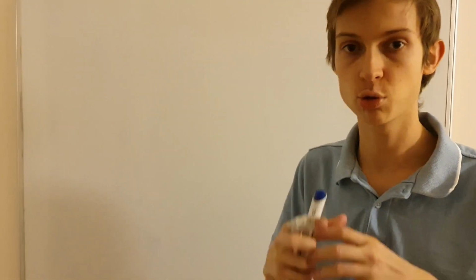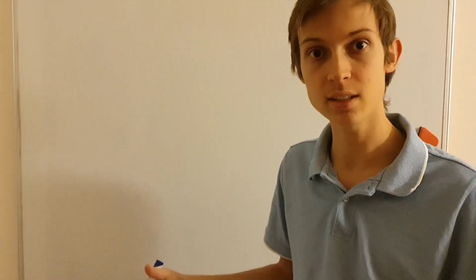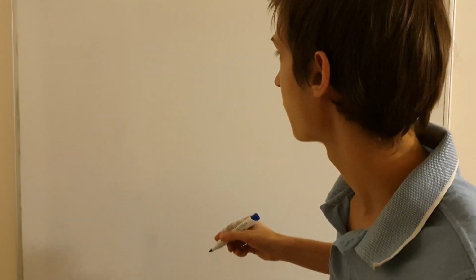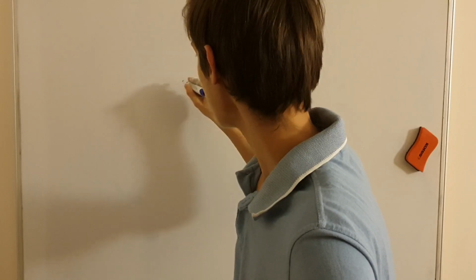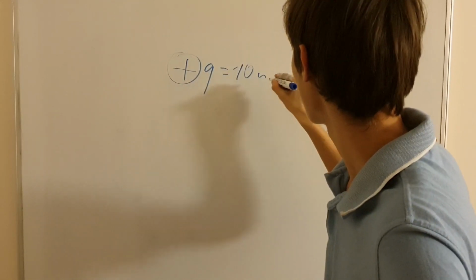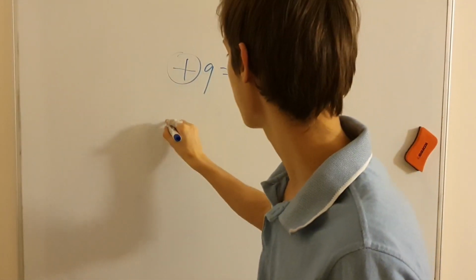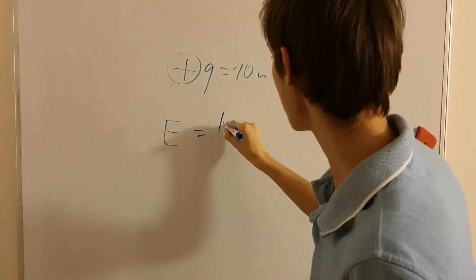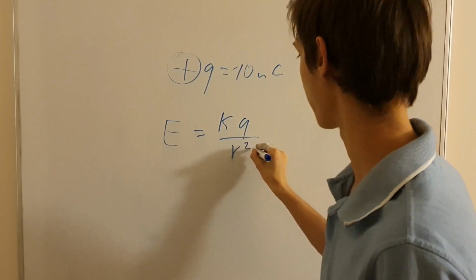Greetings. In this video, I'll be doing a quick example where I'll be using the formula for the electric field strength in order to calculate the electric field strength at a distance from a particular charge. So let's say I want to look at this charge Q, which equals, let's say, 10 nanocoulombs. And the formula for electric field strength is E, which is electric field, E equals k times Q over r squared.